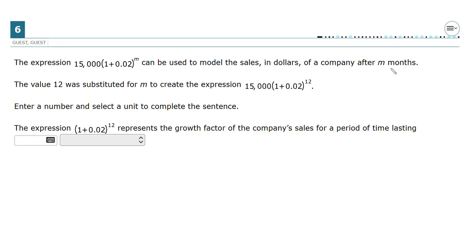So the key is in the fact that m represents months. So how much time is 12 months? 1 year. So we could put 1 and select year from the drop-down. But we could also enter 12 and select months from the drop-down. And we could even enter 365 and select days from the drop-down, or what if it's a leap year? We could enter 366 and select days from the drop-down, and all of those answers would be correct.